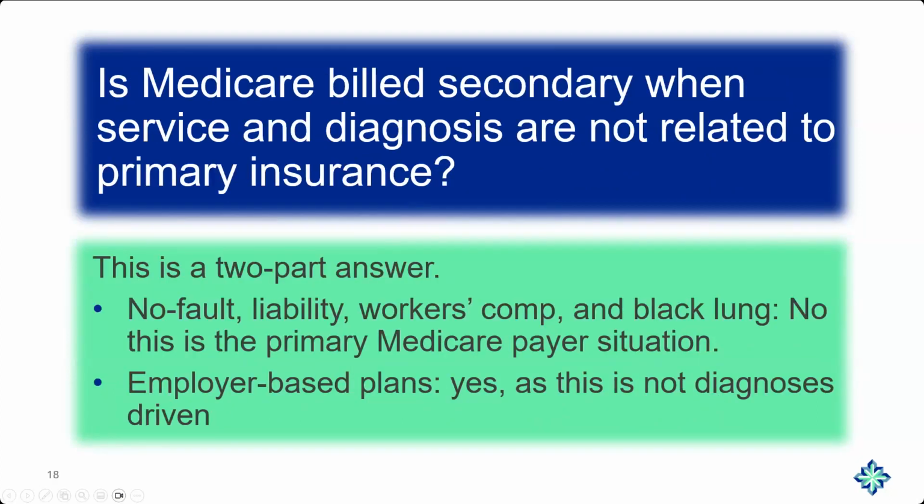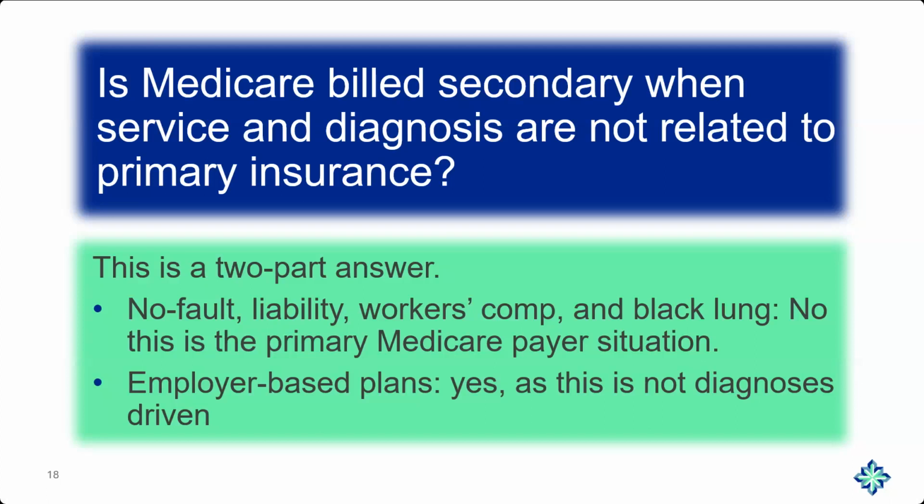Is Medicare billed secondary when services and diagnoses are not related to the primary insurance? Let me state this. If it is an employer-based plan, then Medicare is always billed as secondary. There is no diagnosis related to that. Even if they have an end-stage renal disease diagnosis, it's still an employer-based plan. On the other hand, if it is a non-employer-based plan, this would be your no-fault, liability, workers' comp, and black lung. If it is not related, then you will bill Medicare as primary.